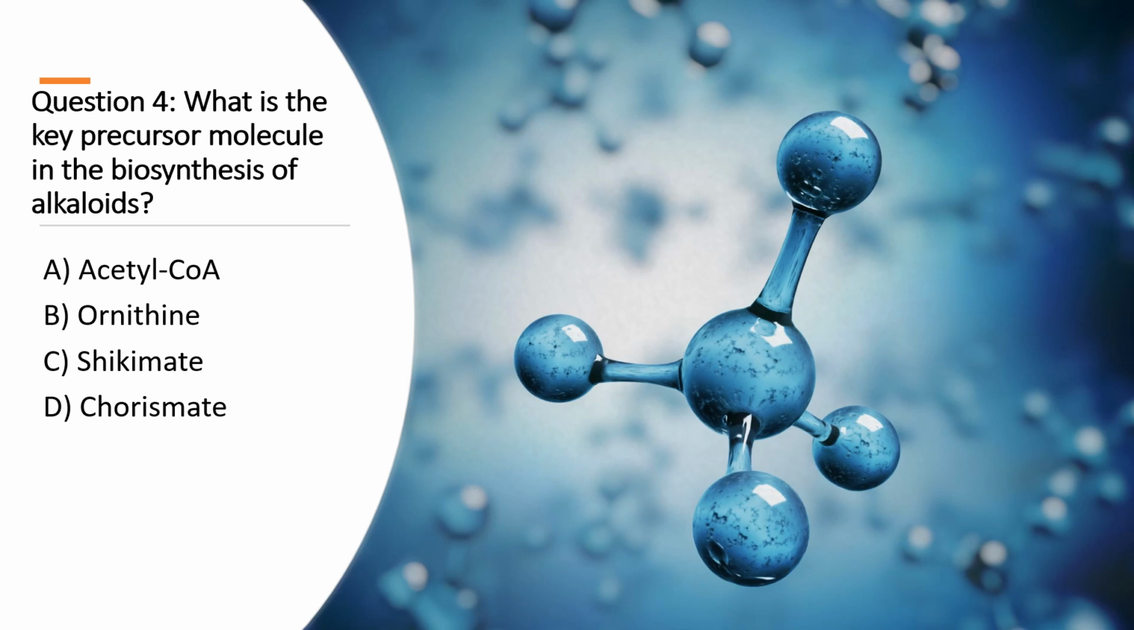because acetyl-CoA is a central molecule in metabolism and it's involved in the synthesis of fatty acids and cholesterol and is a starting point for the TCA cycle. However, it's not the key precursor molecule for the synthesis of alkaloids. Shikimate is essential for the synthesis of aromatic amino acids, which can be precursors for a variety of secondary metabolites. However, it's also not the key precursor for alkaloids. Chorismate is a crucial compound in the shikimate pathway that serves as a precursor for the synthesis of aromatic amino acids. Like shikimate, chorismate is also not the precursor molecule.